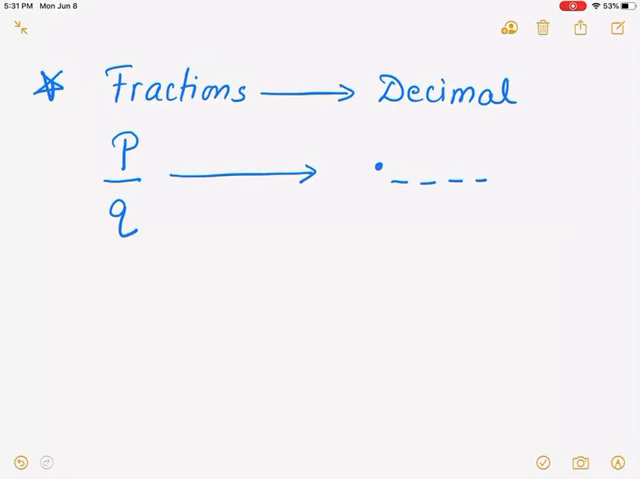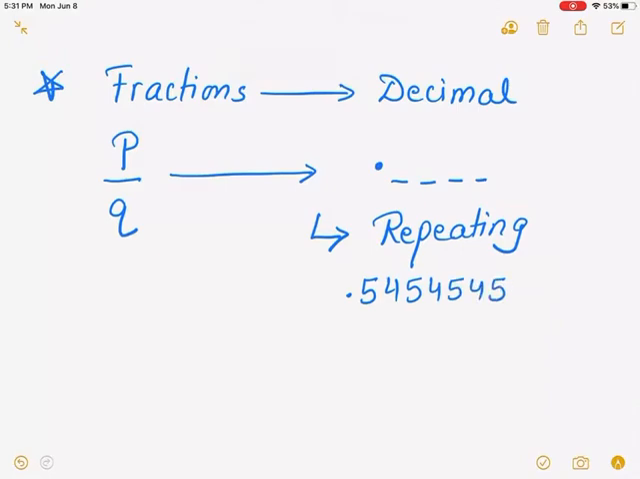Okay, there's something I would like to go over first. Once you get your answer, which is a decimal, it could be a repeating decimal. Repeating means those numbers keep repeating, the pattern just keeps repeating. Like 0.54, 54, 54, 54. This just repeats forever. That's one example.